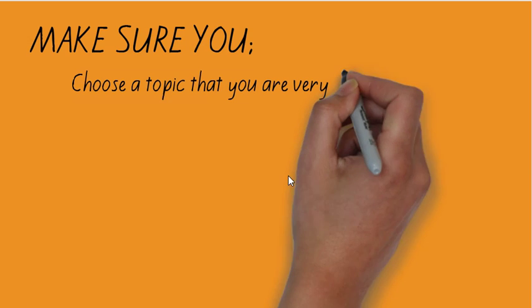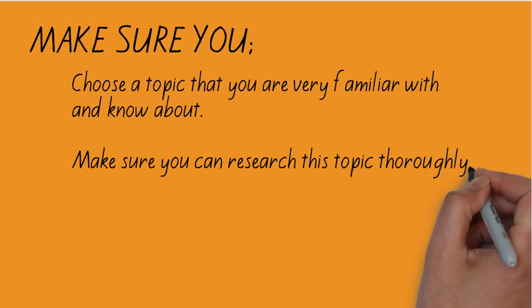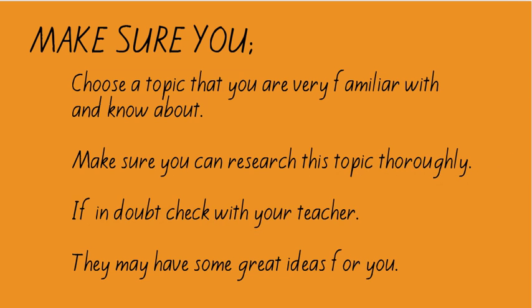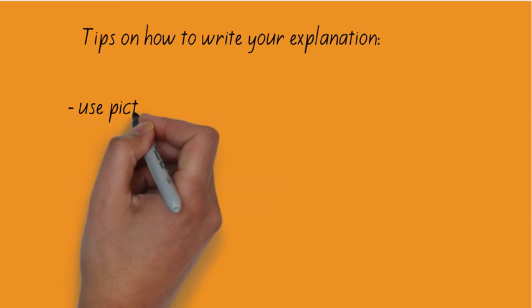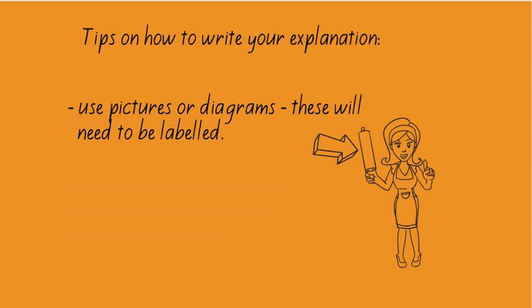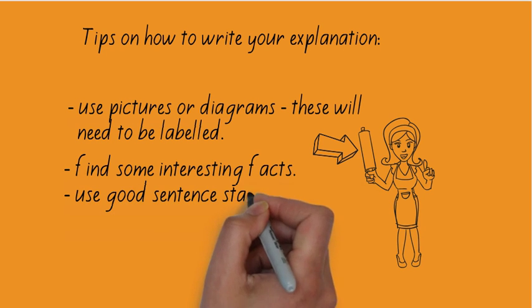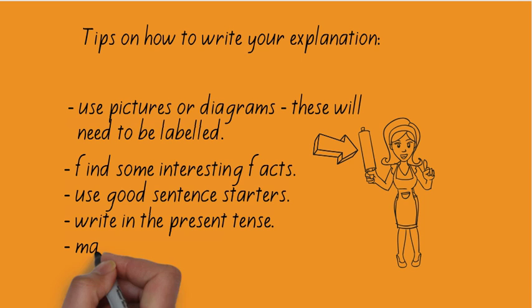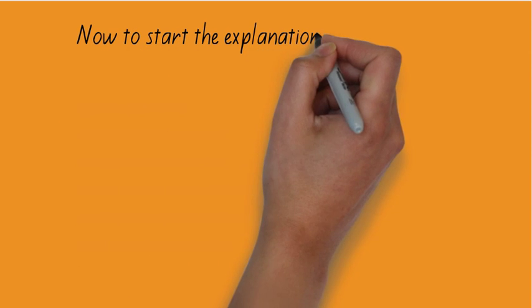So make sure when you are writing an explanation text that you choose a topic that you're very familiar with and know about. If not, you do your research thoroughly. And if you're in doubt, go and ask your teacher or a YouPlanIt, I call them learning coaches, and they could help you with some pretty good ideas. So here's some tips to write your explanation. Use pictures or diagrams because they're really helpful for your reader, and in some cases you'll have to label them. And I've mentioned this earlier, find interesting facts, keep their attention, and remember you're answering the how or why of a process. So your reader should really be interested in that.